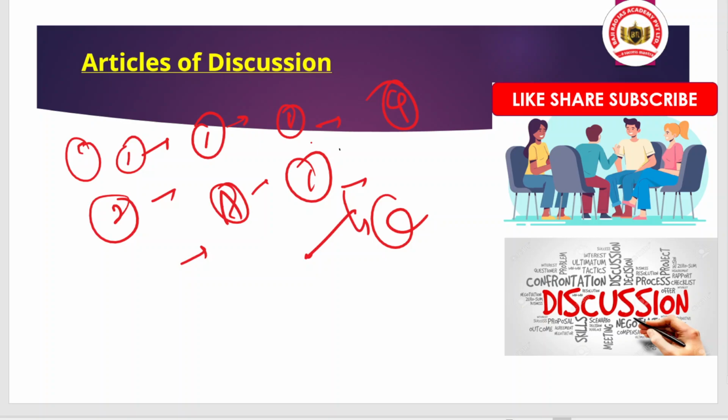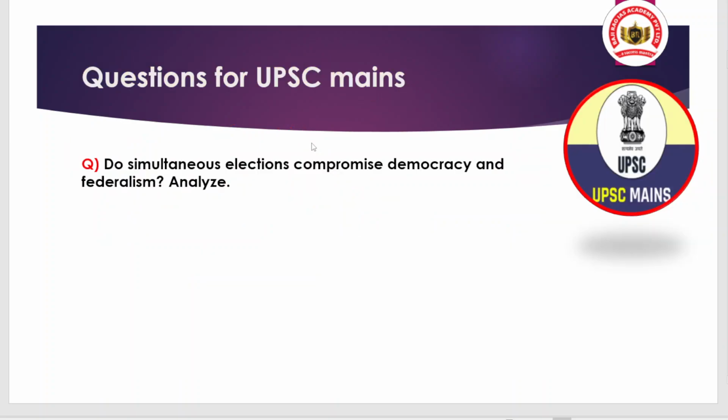We are starting our discussion, and you have to attempt the question for UPSC mains. The question is: do simultaneous elections compromise democracy and federalism? Here you have to analyze, meaning you have to talk about the pros and cons of simultaneous elections regarding how they can compromise democracy and federalism.